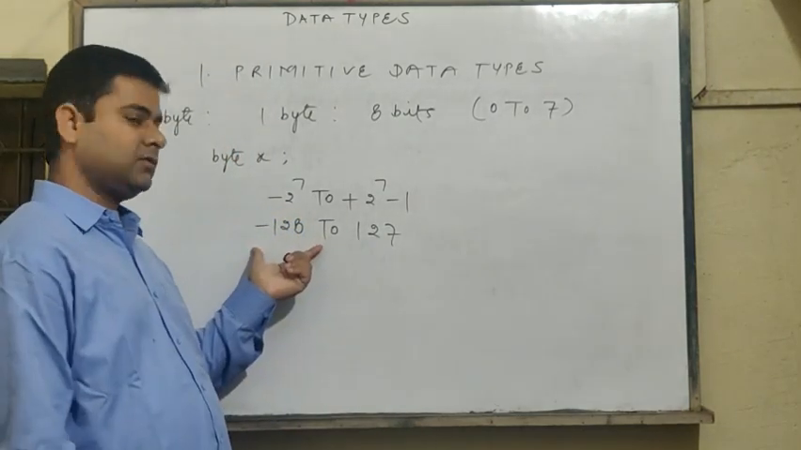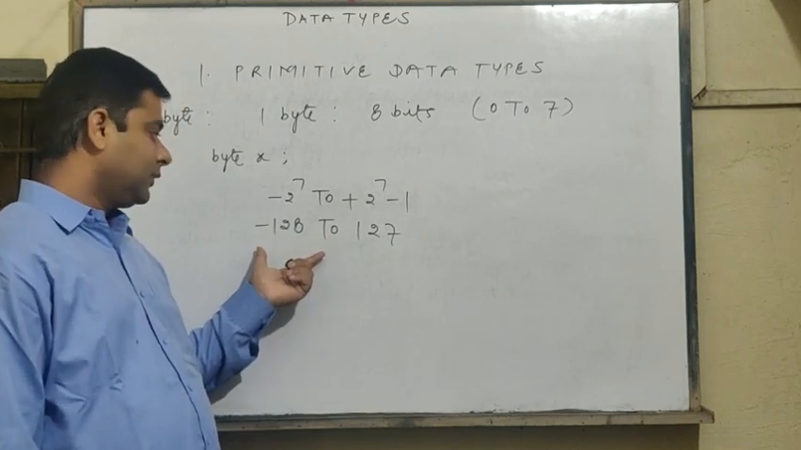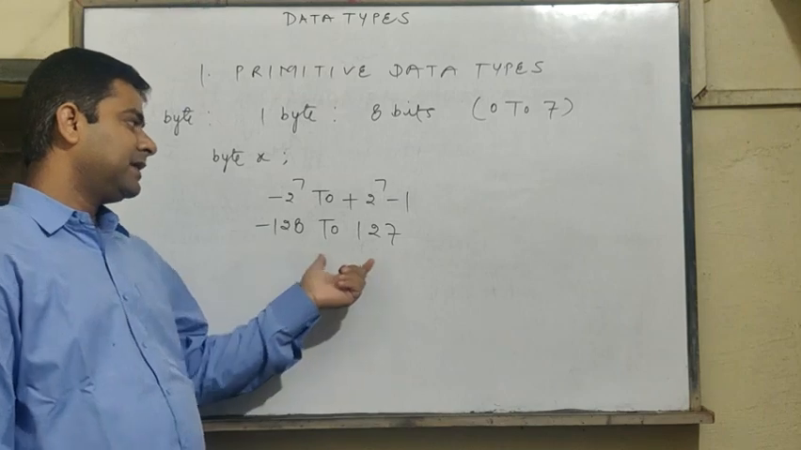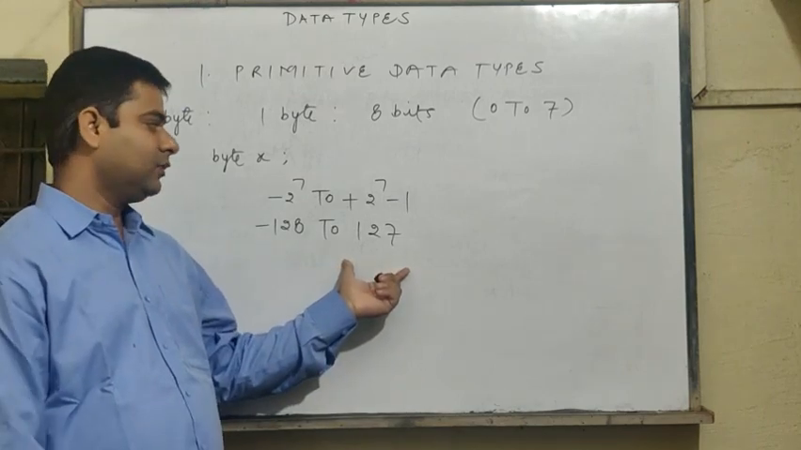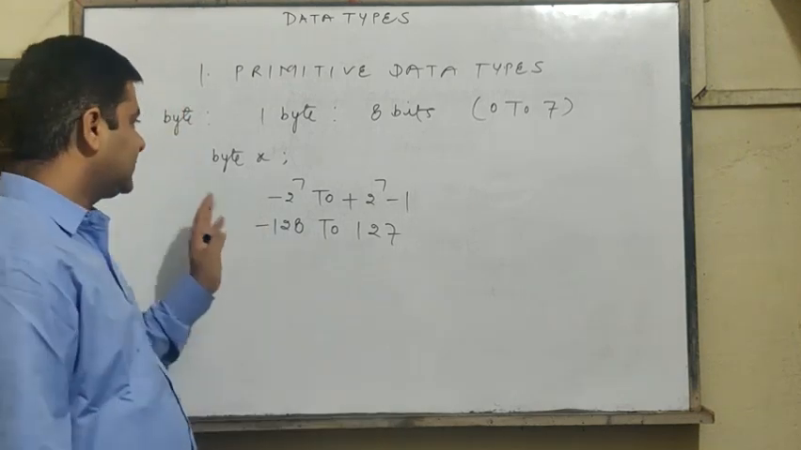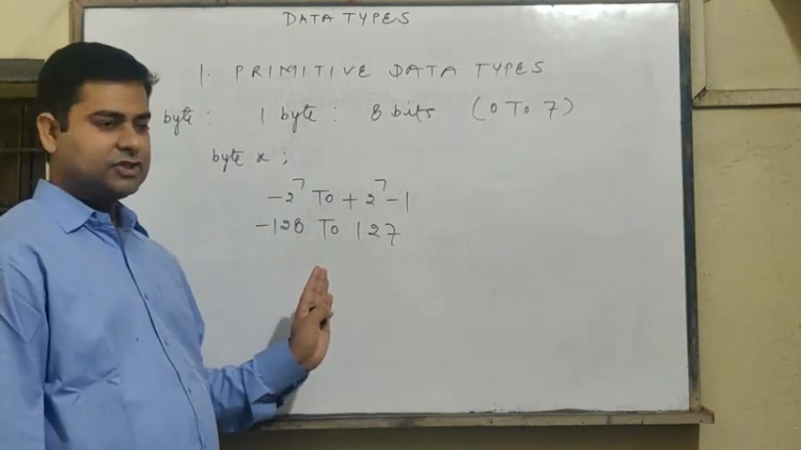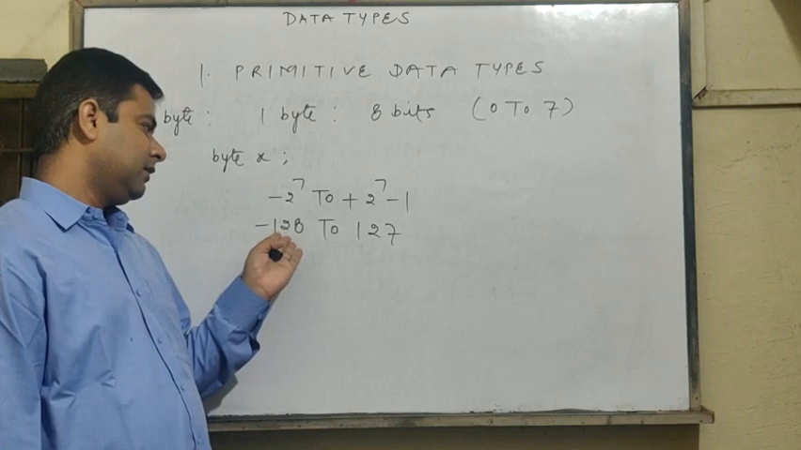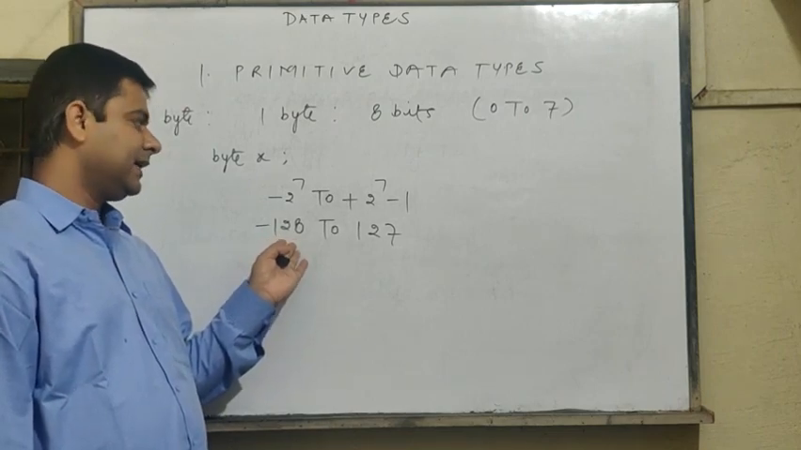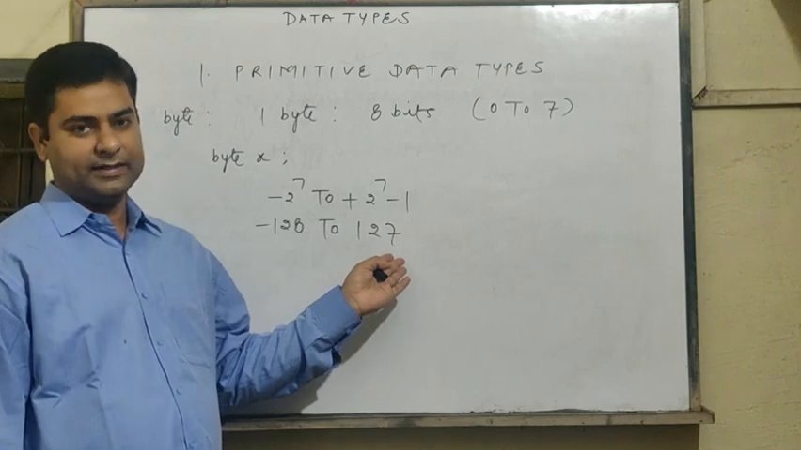Second one is minus. Now you can see the minimum value which we can store in byte is minus 128, and the positive value that we can store is 127. So this is the shortest integer data type which can store negative value minus 128 and positive value up to 127.